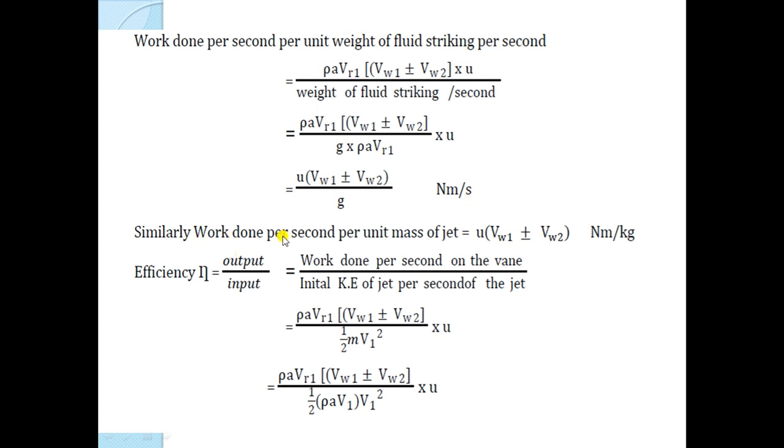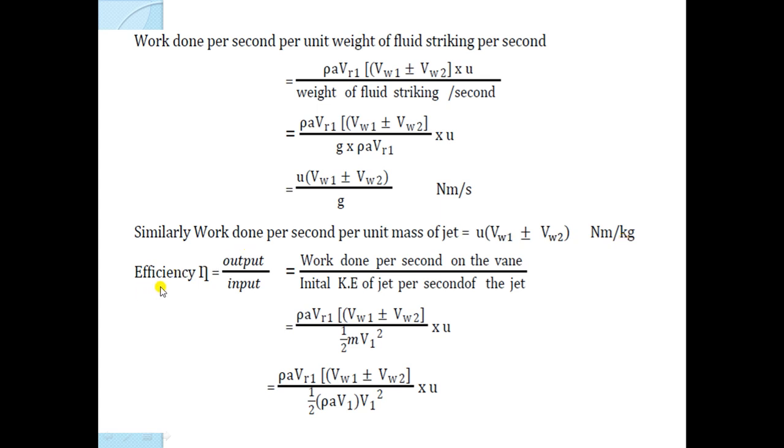Similarly, work done per second per unit mass of the jet. In the same way, in the denominator we had considered weight of fluid striking per second. Instead of weight, if we consider mass, the expression will be u into Vw1 plus or minus Vw2. The unit is Newton meter per second per kg.